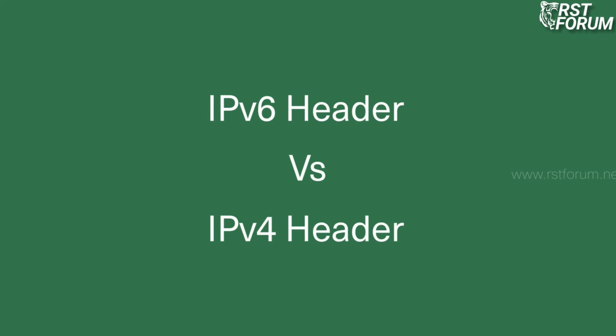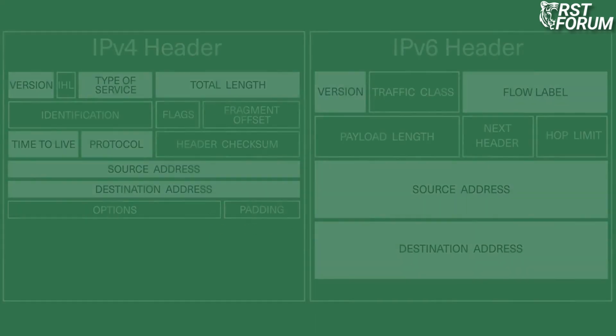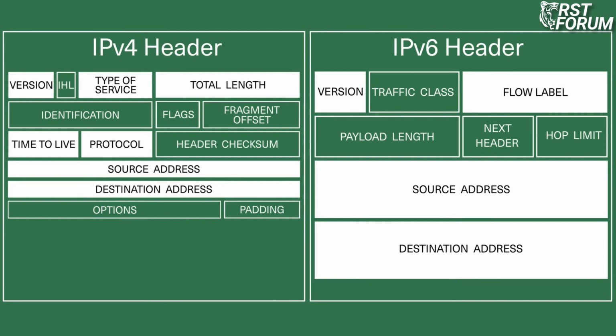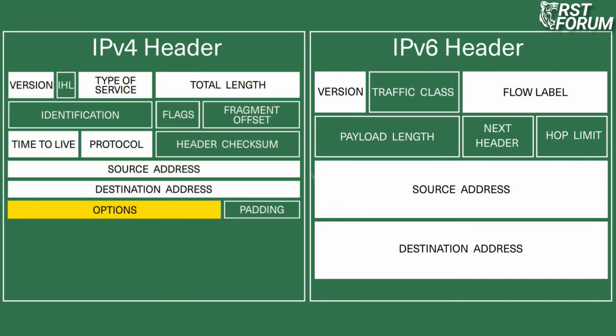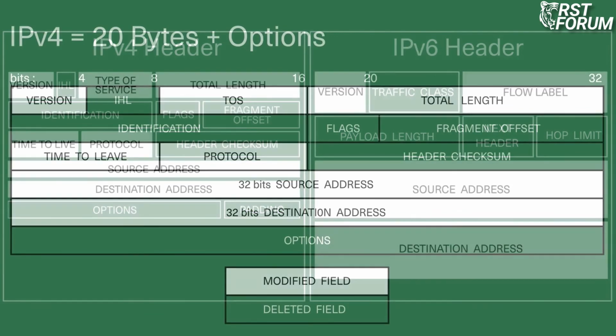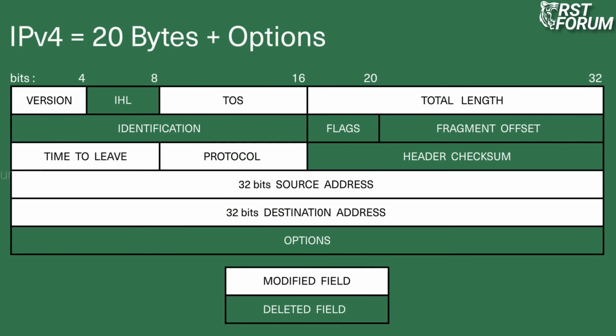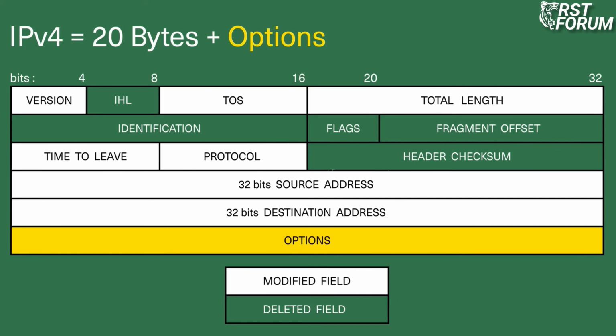Now, let's compare IPv6 header with IPv4 header. The IPv4 header contains 12 fields. Following these fields is an option field, a variable length, and a padding field that is followed by the data segment. The basic IPv4 header has a size of 20 octets. The option field increases the size of IPv4 header.